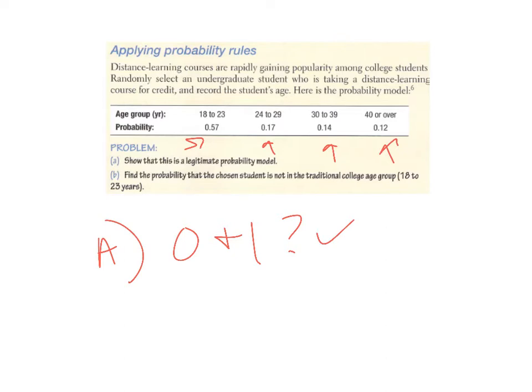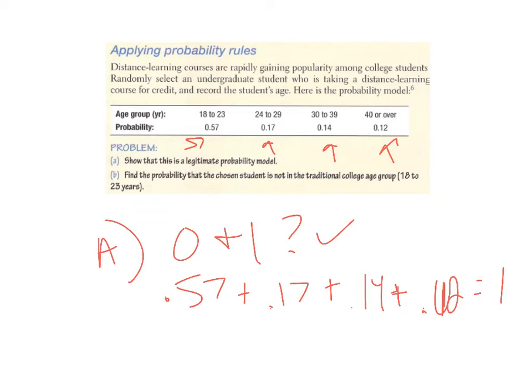So that condition is met. Okay, do all of the probabilities of the possible outcomes add up to 1? So when I add all my possible outcomes, all my possible age groups, and I take all those probabilities, that does add up to 1. So that would be evidence here to say this is a legitimate probability model.